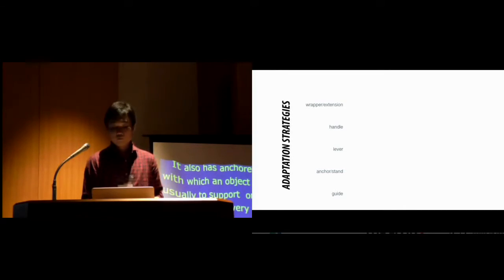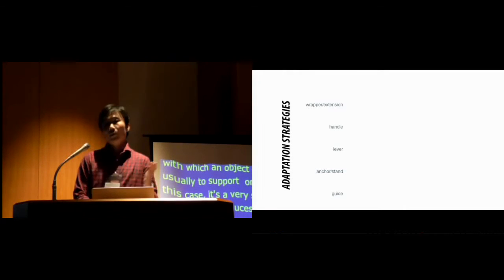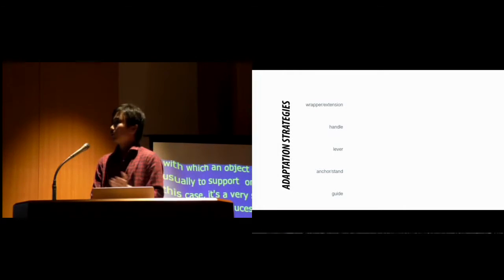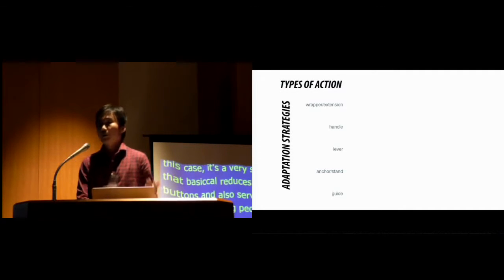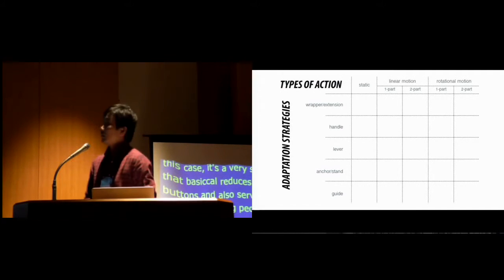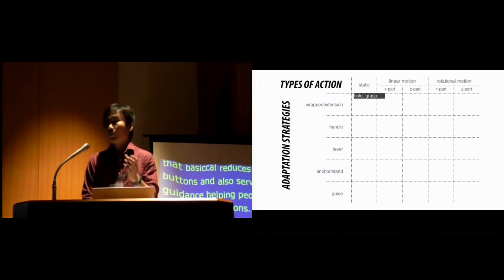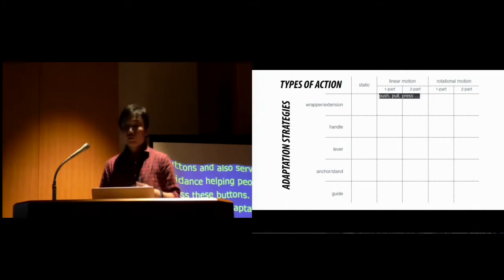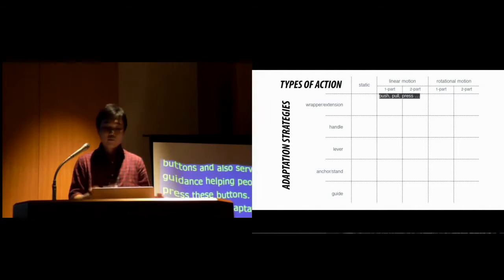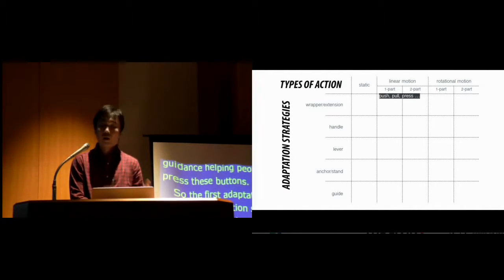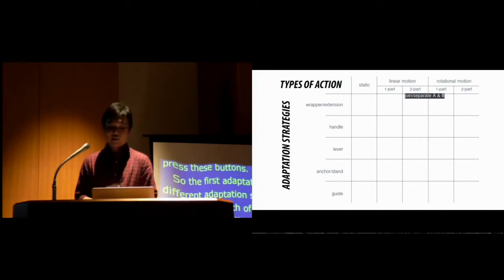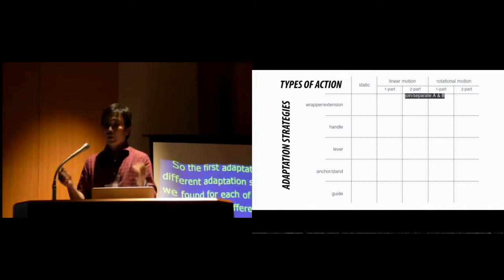So we've seen the first design dimension of making adaptations, which is different adaptation strategies. And then we found that for each of these strategies, they correspond to different types of actions of different objects, ranging from static type of action, holding, grasping an object, to linear motion that includes one part, such as pushing, pulling, or pressing objects, to two parts, such as joining or separating object A and B.